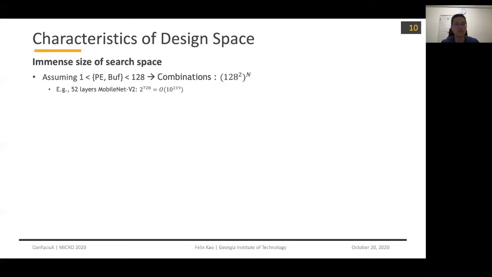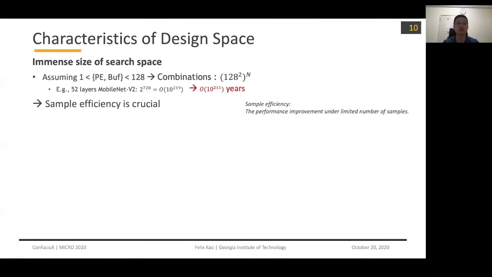Take a simple example. Let's say you could have a PE and buffer that goes from 1 to 128. Then you could have this kind of combination. For MobileNet, you could have 2 to the 728 combinations. So let's say you can do one data point per second. Then you will need 10 to the 211 years to do it. So the sampling efficiency becomes crucial. We define the sampling efficiency as the performance improvement on a limited number of samples.